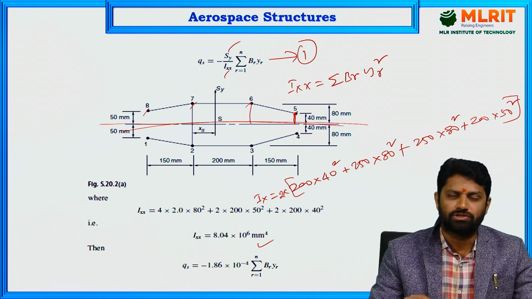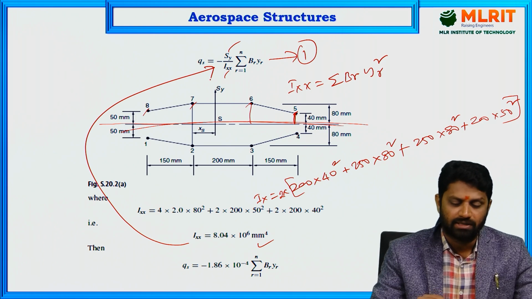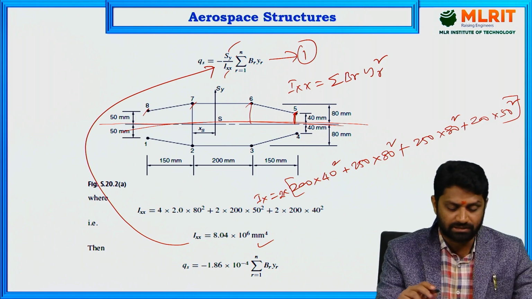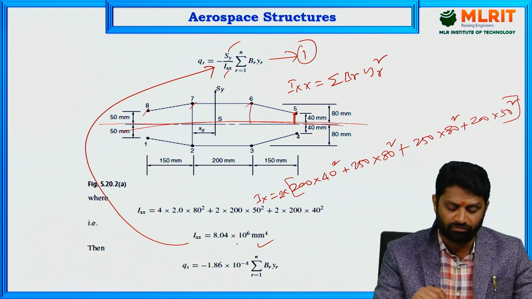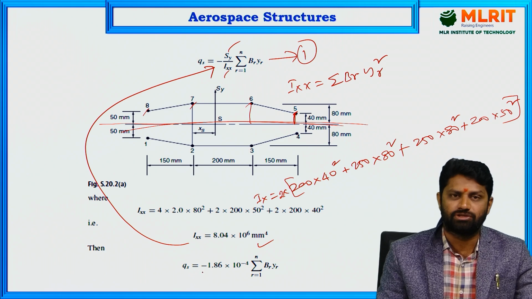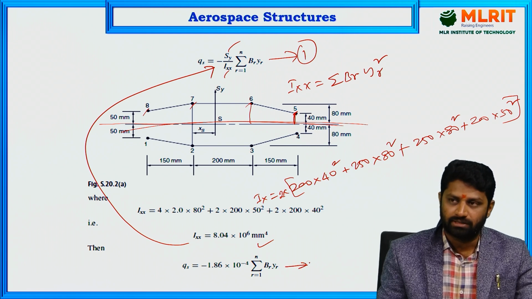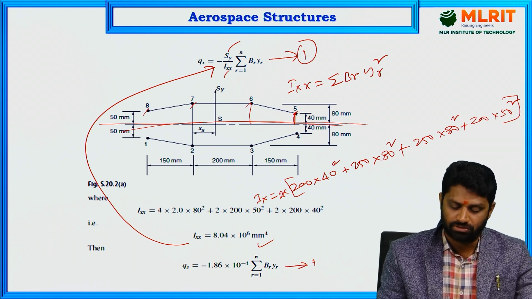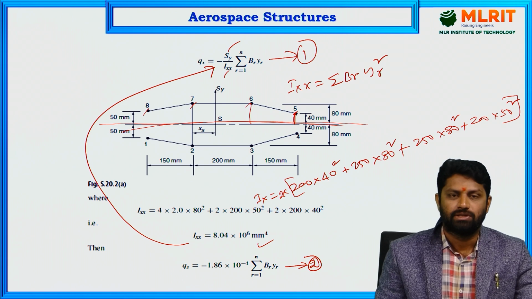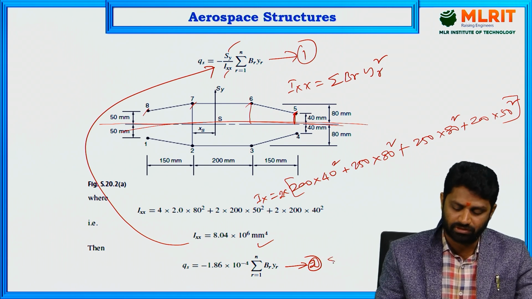So once you get this moment of inertia, you can substitute in equation 1. By substituting Sy equals minus 1495 divided by Ixx, that is 8.04 into 10 power 6, you are going to get the shear flow distribution Qs equals minus 1.86 into 10 to the power of minus 4 summation BR/YR, that you can consider as equation number 2. Okay. And this is the shear flow distribution that we got.